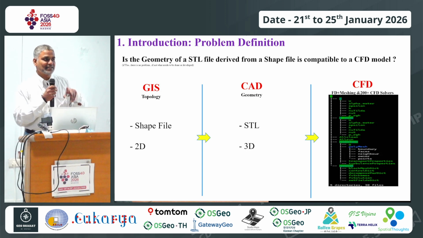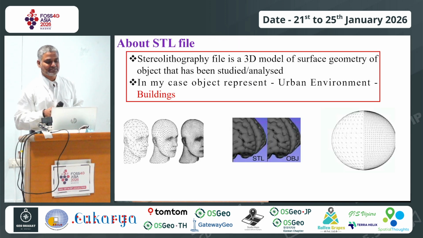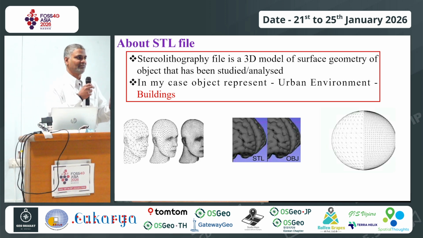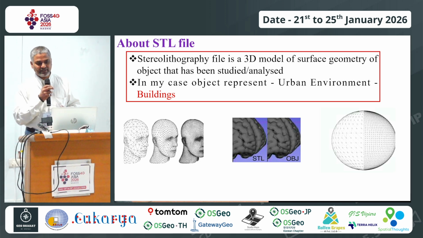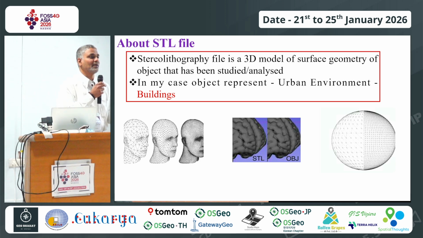To understand this problem, you should know what an STL file is. That is most important. An STL file is one of the file formats dominantly used in 3D printing as well as computational fluid dynamics. If you want to work in these two fields, you have to use an STL file as the input. A stereolithography file is a 3D model of the surface geometry of the object being studied. In my case, my object is urban modeling, so each building becomes my object.